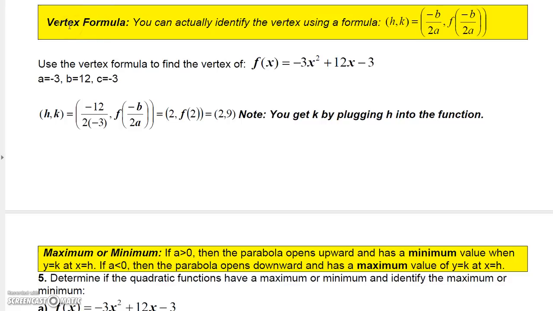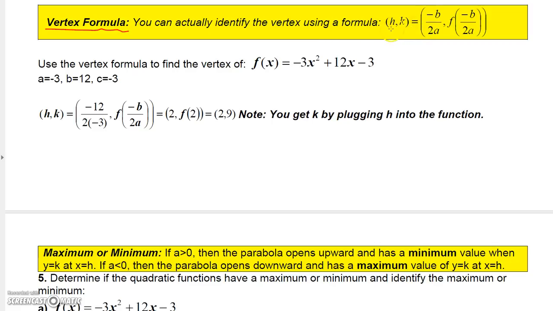So this is the second video to 2.6 over quadratic functions in the College Algebra lecture series. The vertex formula is actually derived from the completing the square method, but basically it does the work for you, so you don't have to go through that method of completing the square.